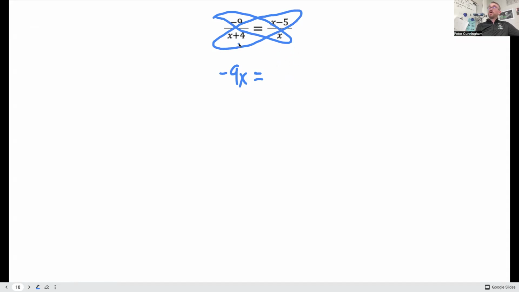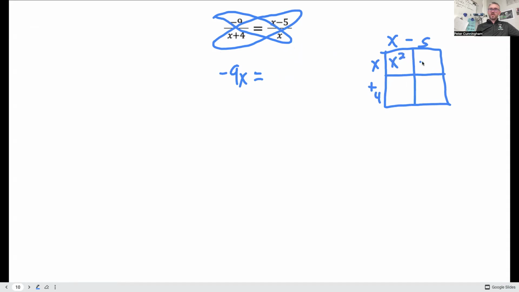All right. Now, x plus 4 times x minus 5. Personally, distributing that would be very sloppy if I did it, so I used my box method. To note, because I know that x squared minus 5x plus 4x and minus 20 is the result.